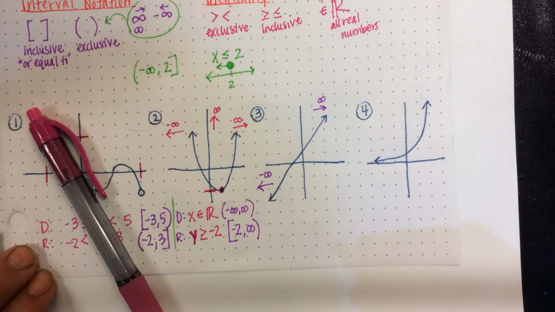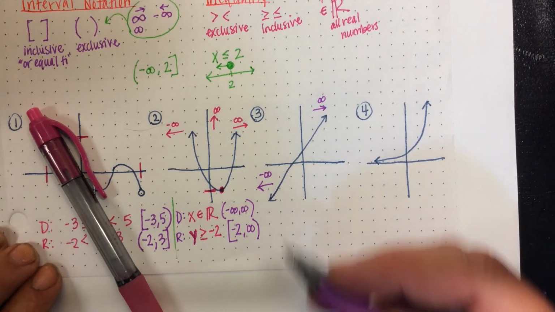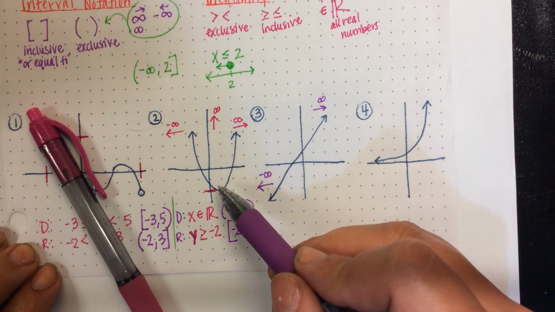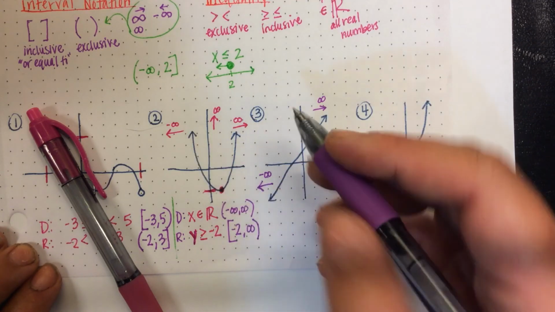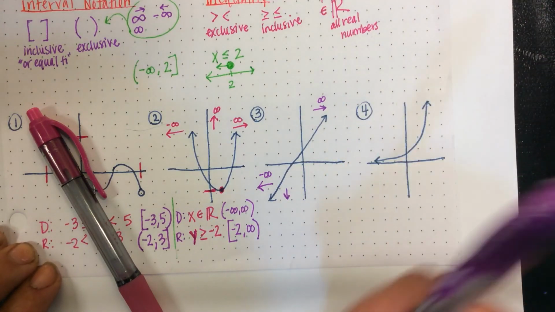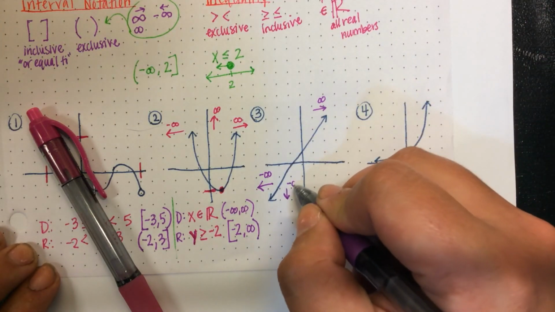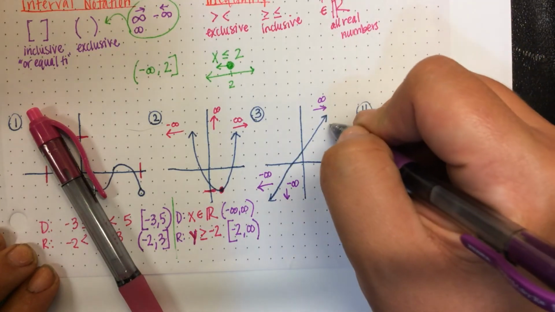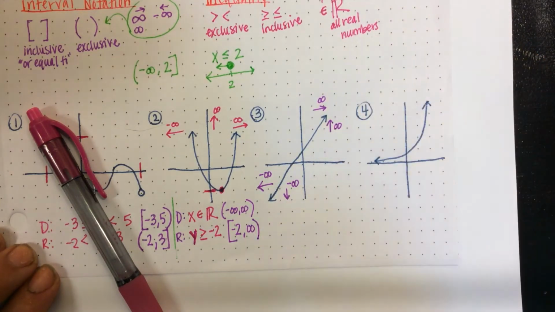All right, if I talk about my range, my up and down, it's going to go down forever. It's not like this parabola where it comes down and then starts going back up. It's going to go down forever. Well, if I'm going down, that's getting more and more negative. Down is negative infinity. And it's also going to go up forever, which is our positive infinity.